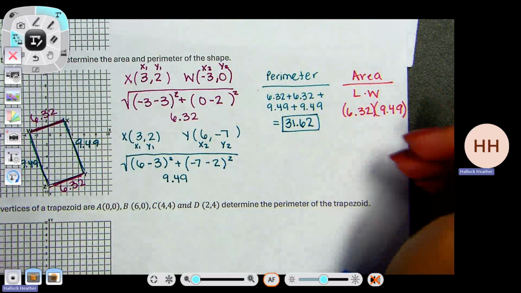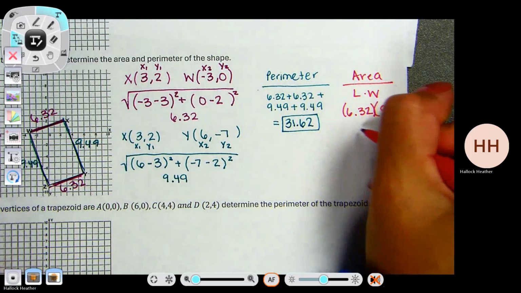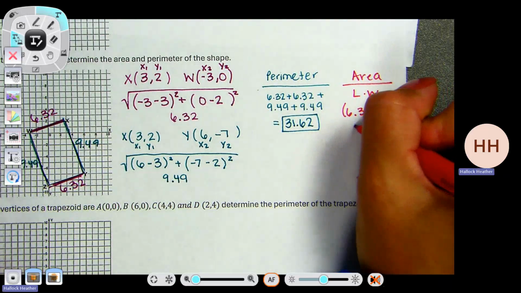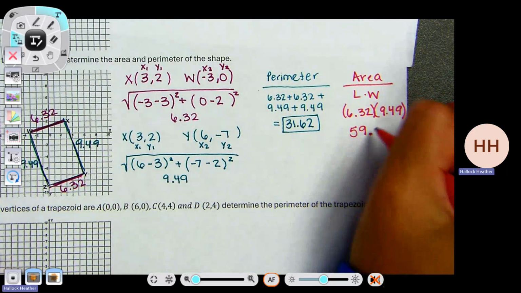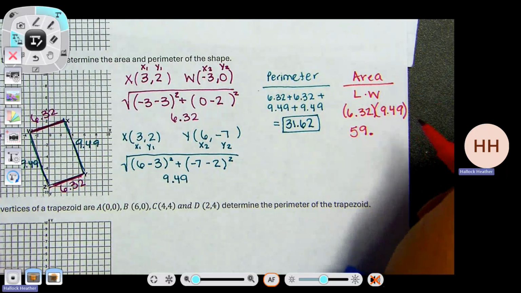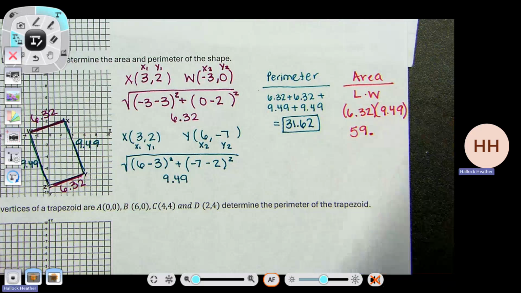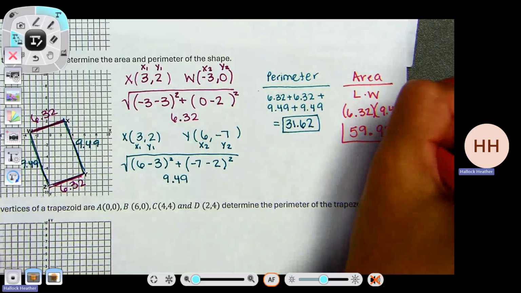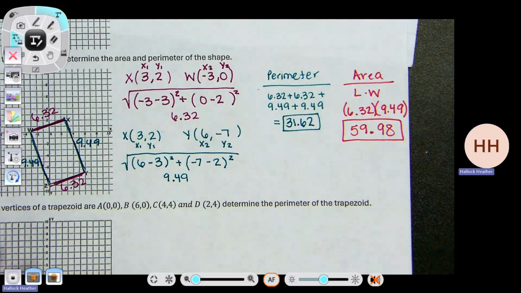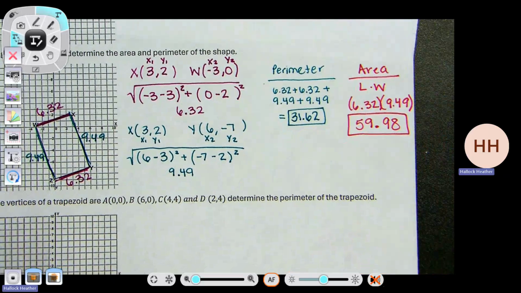Something big. What is it? 59 point what? So since it's 976, that's going to be 98. I didn't hear you. You were mumbling. That's why I was like, what? Oh no.